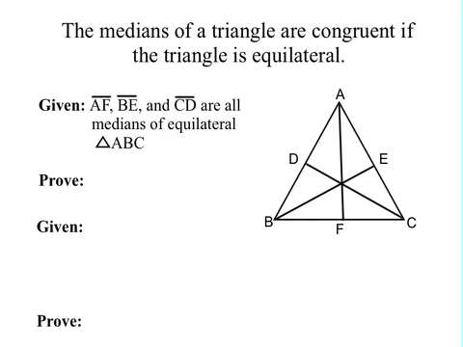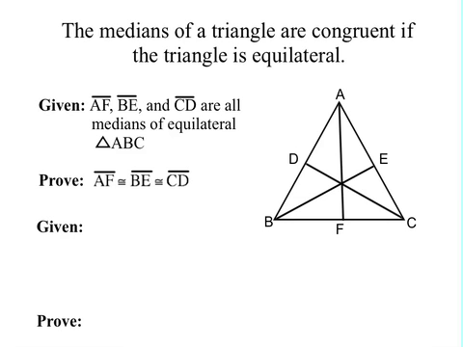We're given that AF, BE, and CD are all medians of the equilateral triangle, and we're trying to prove that all of those medians are congruent. So we state that AF is congruent to BE is congruent to CD in our line marked prove.